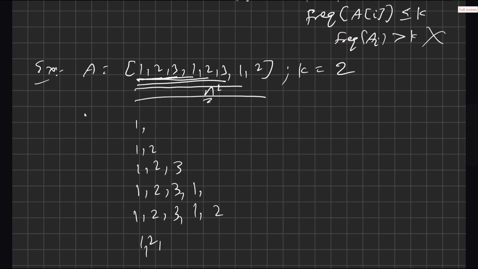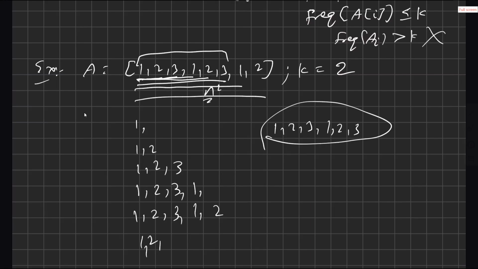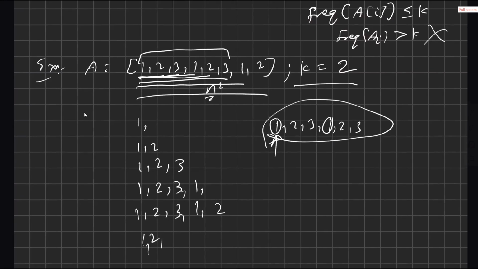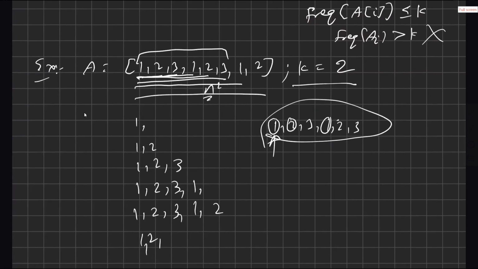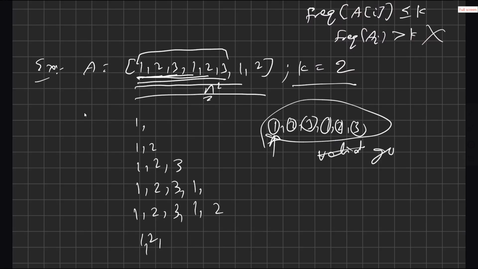Since let's say you have taken one of the subarrays as 1 2 3 1 2 3, in this subarray if you see the frequency of 1, it has occurred 2 times, which is lesser than or equal to k. The frequency of 2 is again 2, lesser than or equal to k. The frequency of 3 is 2, lesser than or equal to k. So this is a valid, or good, subarray, and its length is 6.